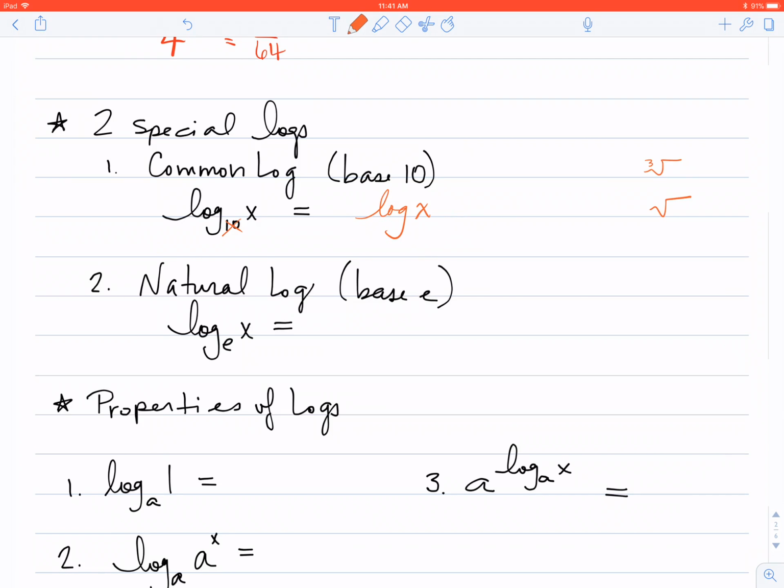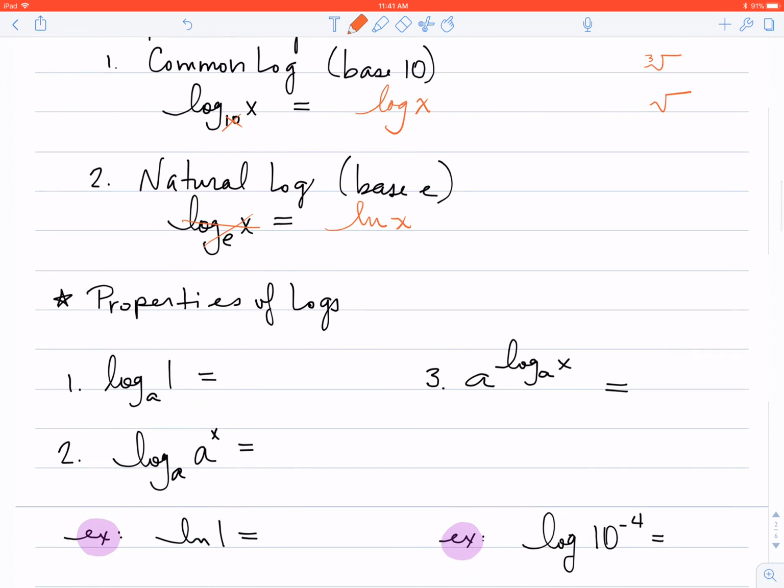And then the natural log always has a base of e. We talked about the base of e back when we were doing compound interest. And so the base of the number e, again, we're not going to write it like this. We're going to write it as ln of x. ln is the same thing as log base e.